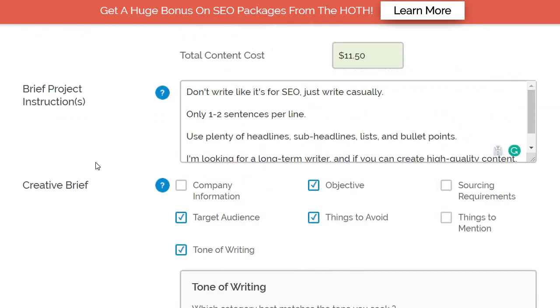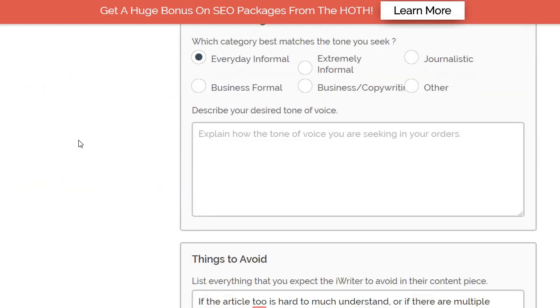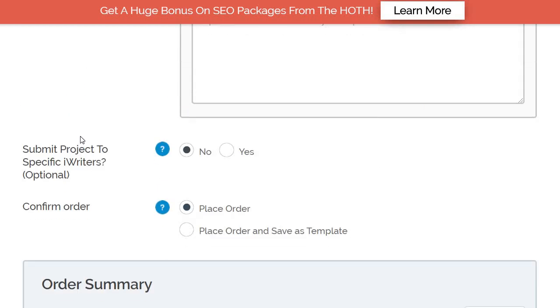Like I talked about above, just don't write like it's for SEO. Just write casually. Do your thing. You're a writer. Be good at it. Enjoy it. And pretty much, I think that's going to be it after that. So this is where, once you get a good writer, you can actually submit it to them specifically. What happens is after you get an article that you like, you can favorite them or something, and that'll actually come up here, where you go to yes, and you can obviously put it in.